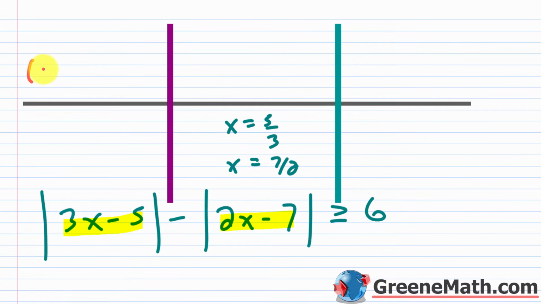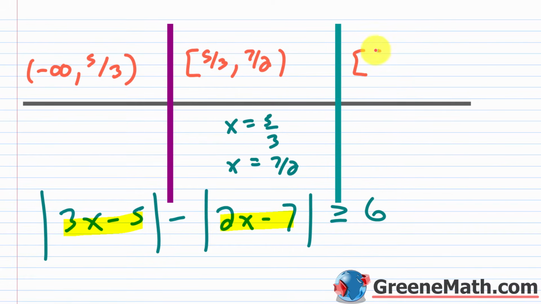So let's say this first interval is coming from negative infinity, going up to, and again, excluding the 5/3. Let me make this 5 a little bit better here. Then for the next interval, I will include 5/3, and I'm going to go up to but exclude 7 halves. And then for the final interval, I will include 7 halves, and I will go out to positive infinity.